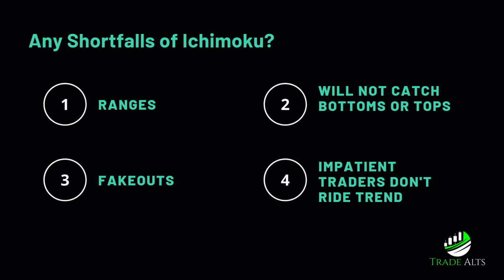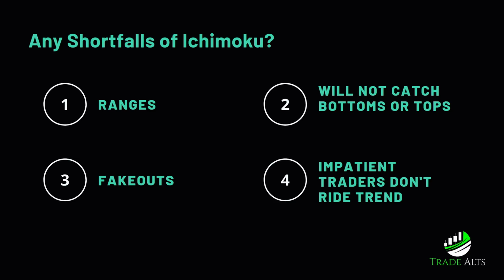So the third thing, fake outs, they're going to happen. There's no indicator that exists, to my knowledge, that is 100% perfect. There are definite fake outs when it comes to Ichimoku, and a lot of those are going to be due to ranges. So it's really important to understand when you are in ranging price action, because you're not really going to want to use Ichimoku for that, which I'll give you examples of in future videos for sure.